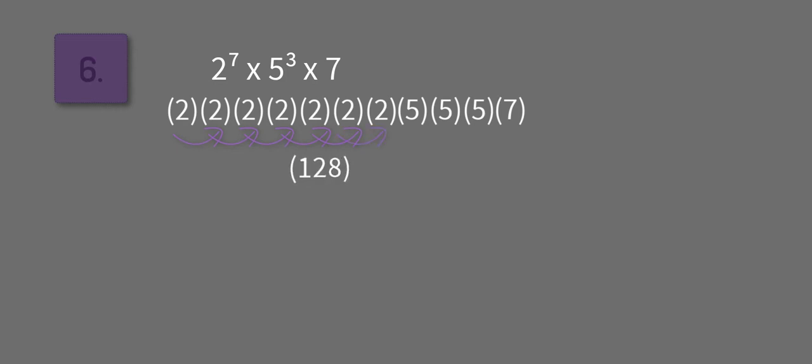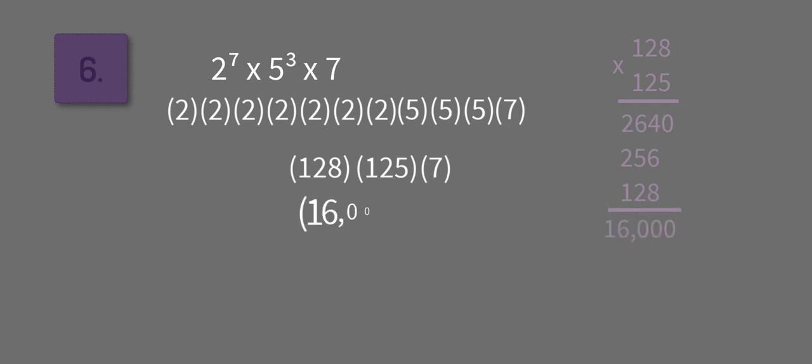And then 5 times 5 times 5. 5 times 5 is 25, times 5 is 125. And then we're multiplying that all by 7. And you could go ahead and write out, which I will here in case you want to work it by hand. So that's going to equal 16,000 times 7.